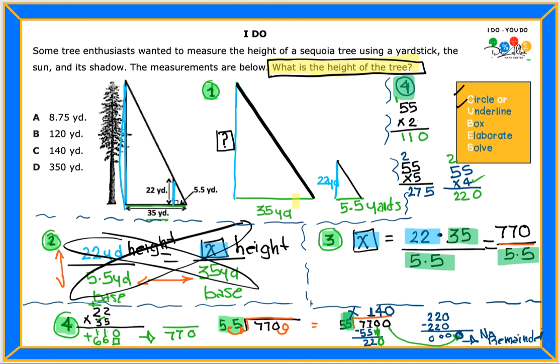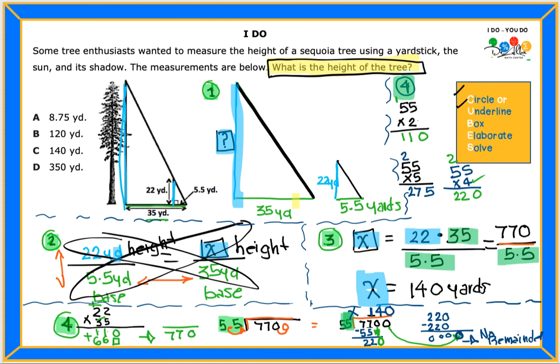Okay, can you look at the answer choices, guys? So did you see it? Awesome. All it means is that after we multiply these two numbers, we got 770. We did it right here on step 4. Then we divided and we got 140. And that's the unknown value that we were looking for, which is right here. That was the height of the sequoia tree. This is 140. And we said that that was yards.